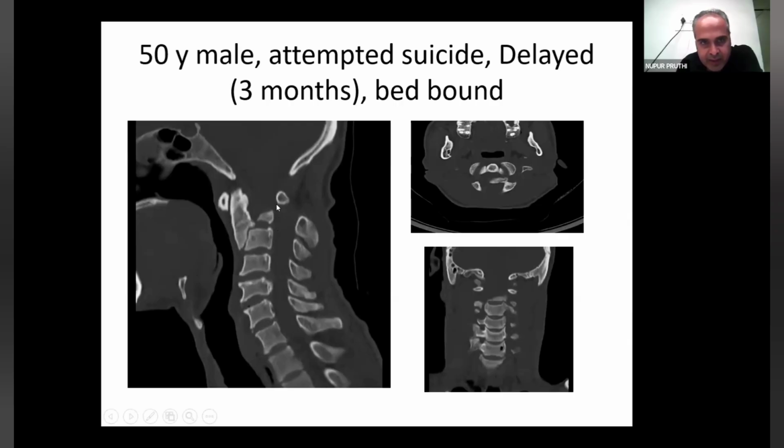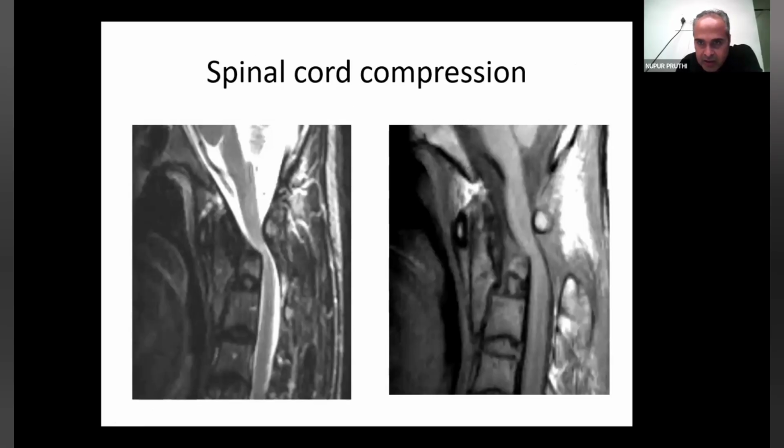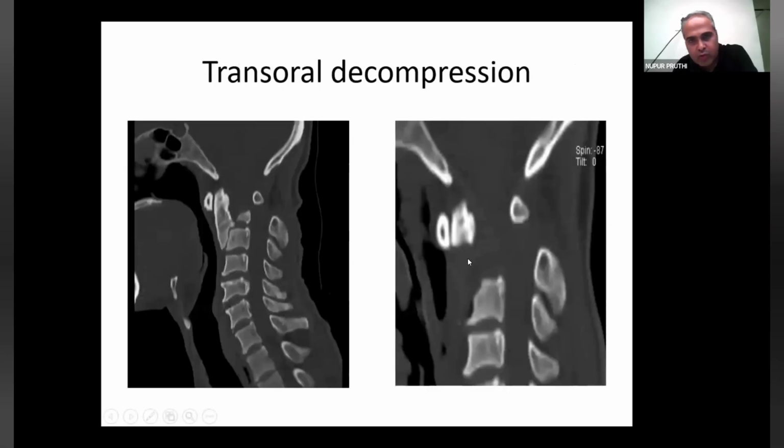This is very, very narrow here. And already this is a 3-month-old injury. With traction, nothing happened. Flexion extension, there's no movement. So with this many years back, we decided, this is the MRI, significant cord compression, as you can see. So we decided to do a transoral surgery in this patient.